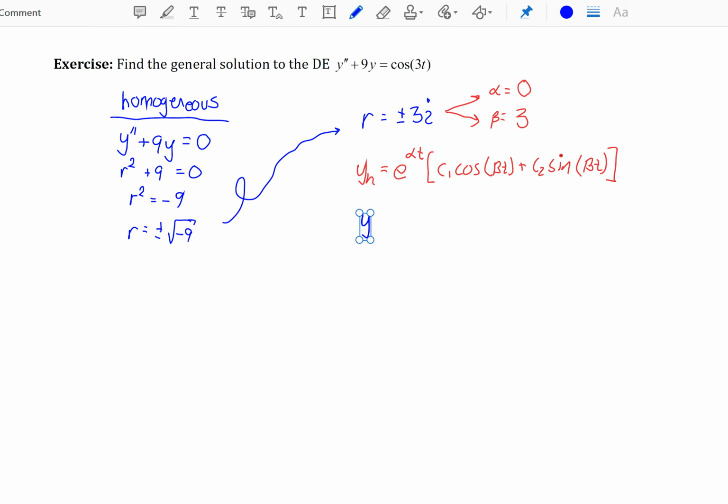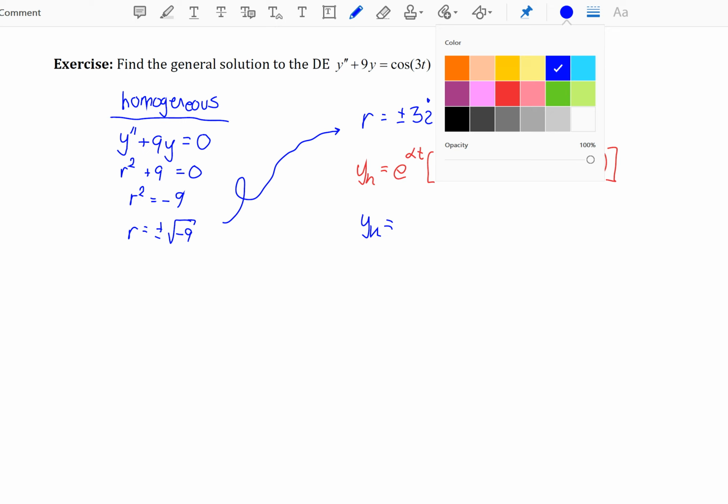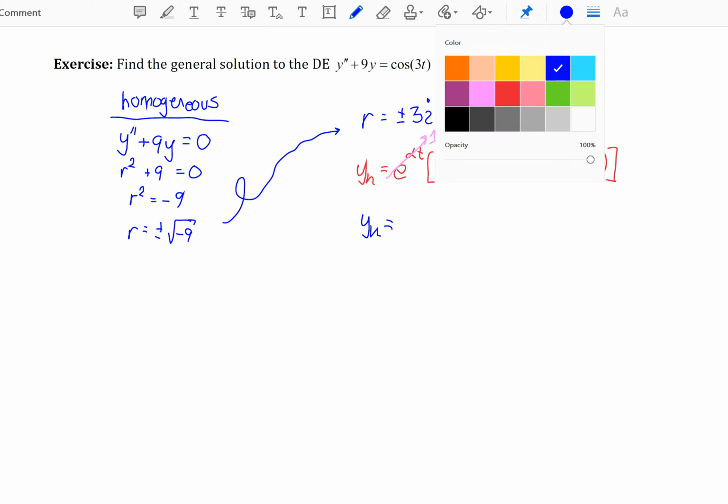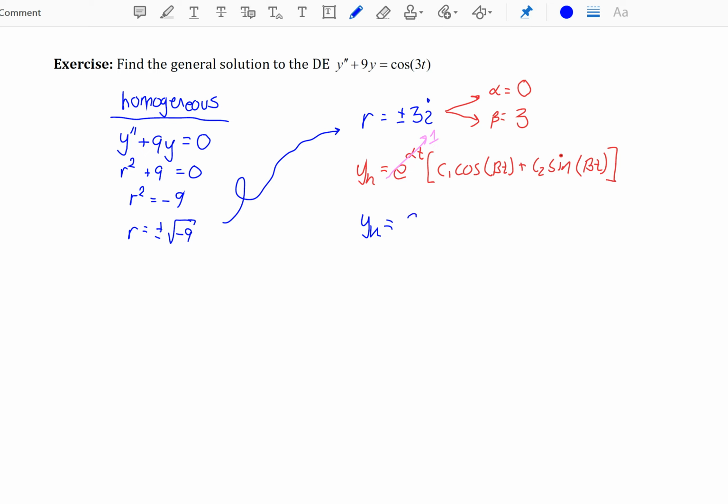which tells us our homogeneous solution will be, now if alpha is 0, then e to the alpha t ends up being just 1. So our homogeneous solution will look like C1 cosine of 3t plus C2 sine of 3t. This is our homogeneous solution.